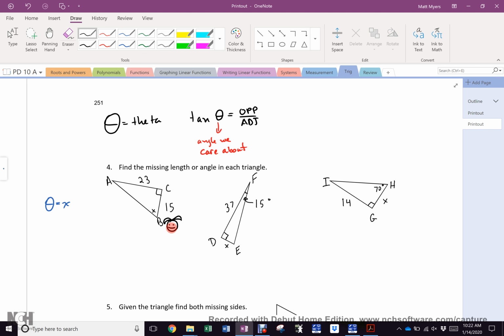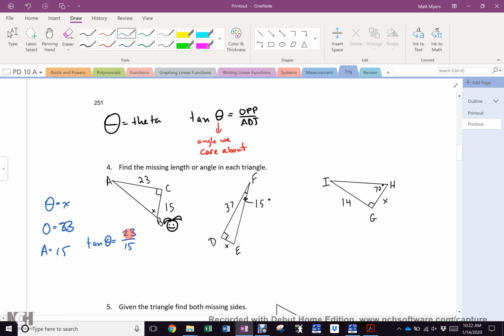Everybody understand? That means I am in charge of this triangle, so I decide where my opposites and adjacents are. What is opposite to me? 23. What is adjacent to me? 15. Then I look, okay, tan theta equals 23 over 15.